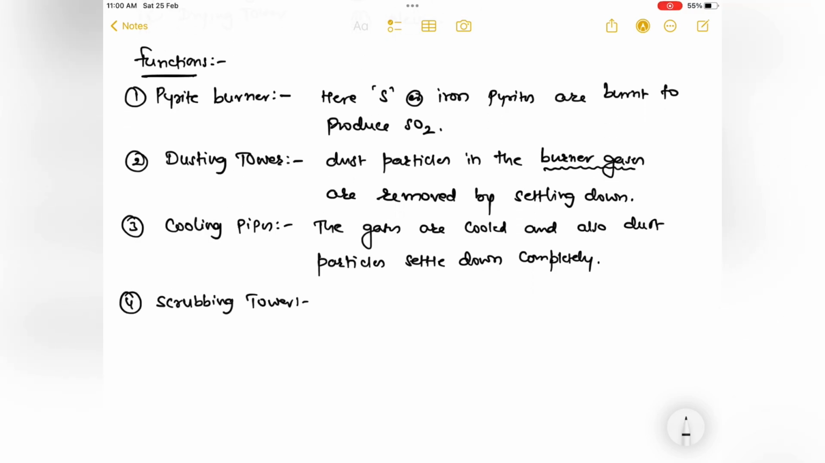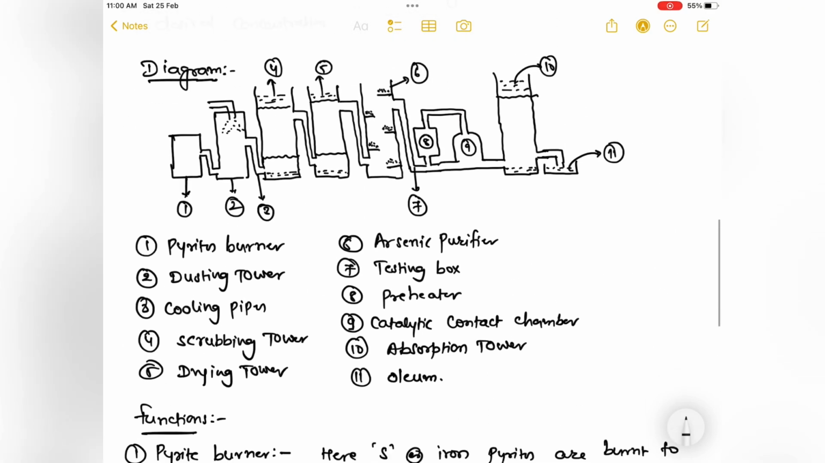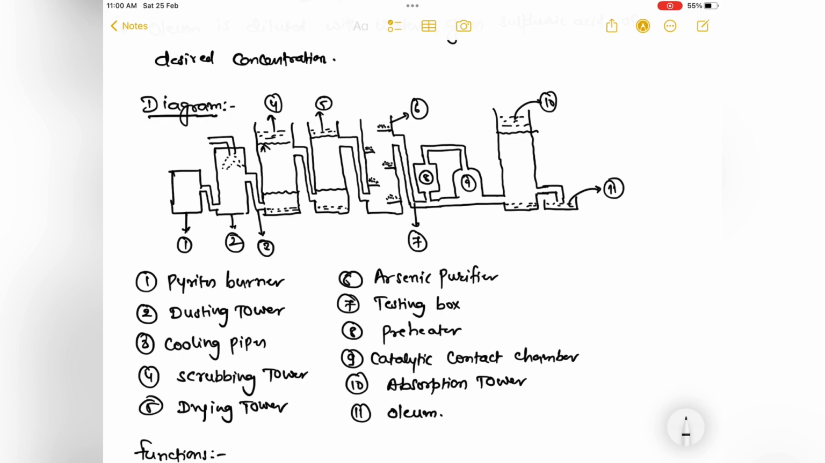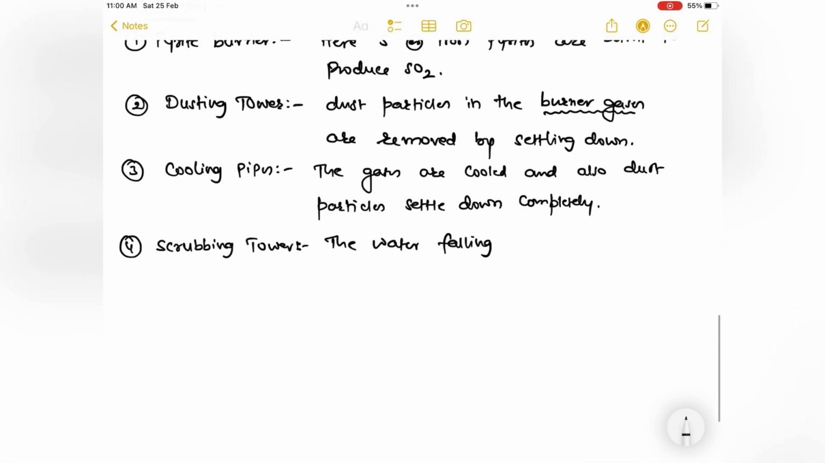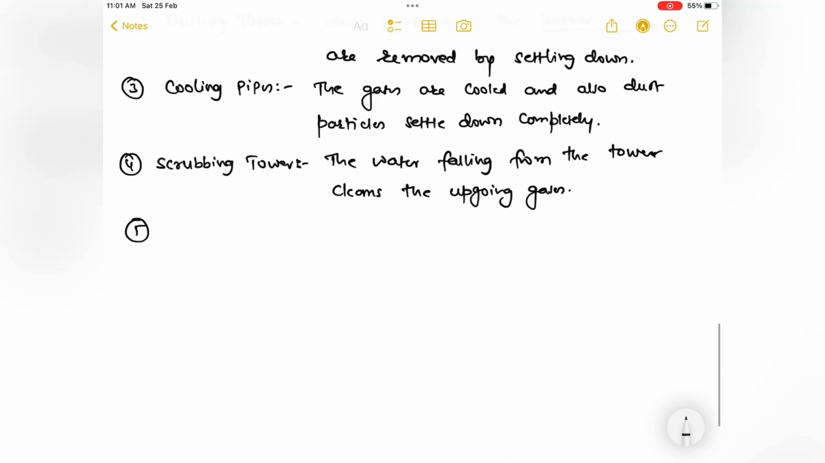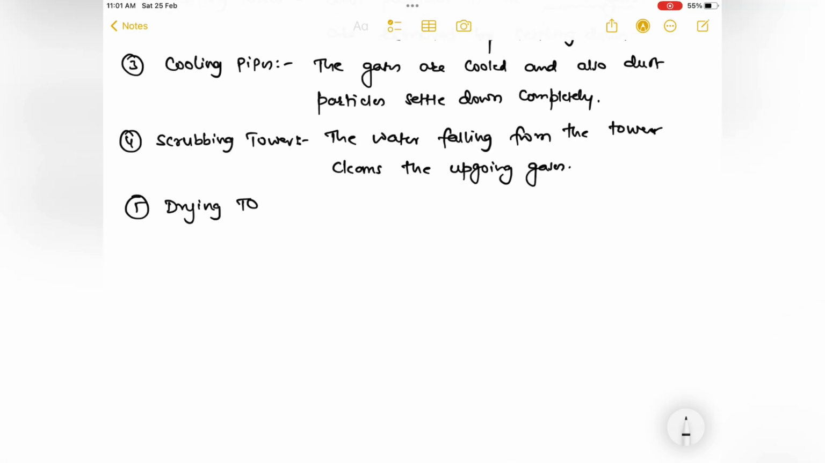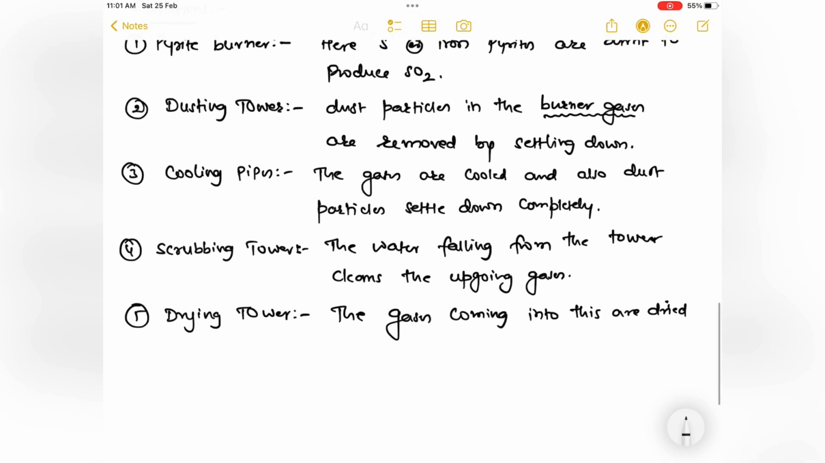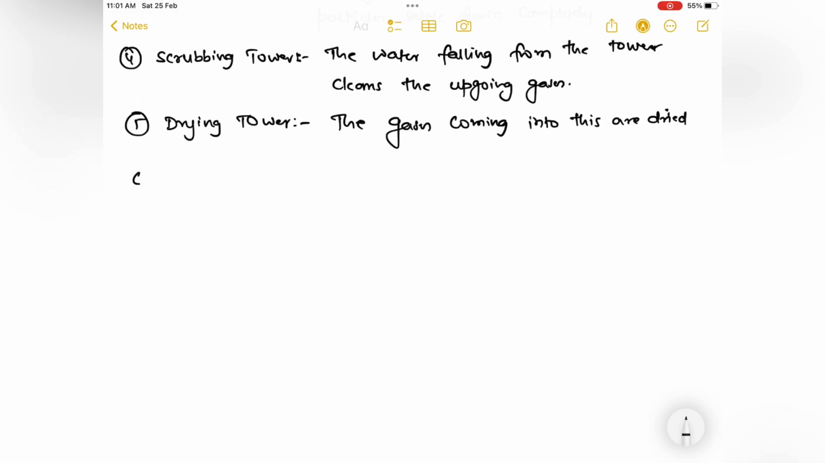Fourth one is scrubbing tower. Function of scrubbing tower: the water falling, you can see in the diagram, see this one. So water falling in scrubbing tower from the top cleans the upgoing gases. And fifth one is drying tower. The gases coming into this are dried.